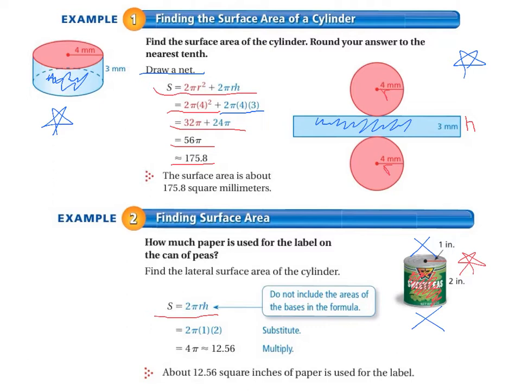So we substitute our numbers in, and let's label these like we did in example 1. 1 is our radius, and 2 is the height. So we plug in 1 for our radius and 2 for our height, and we get 4 pi, which equals 12.56, and that gives us about 12.56 square inches of paper used for the label.